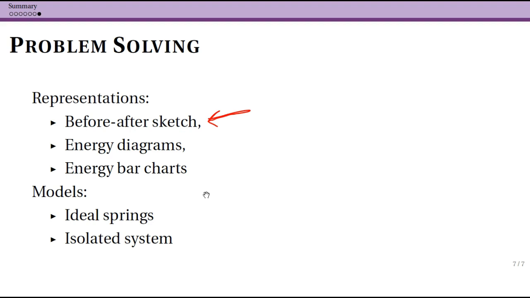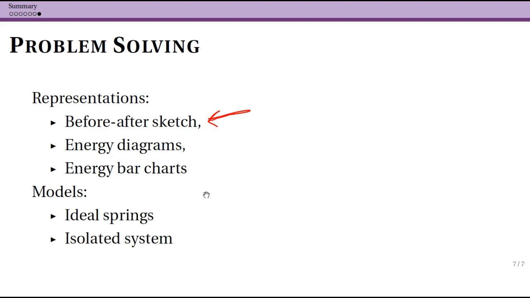So you should have a position or a configuration of your system that is before and a configuration of your system that's after. And possibly you might have some intermediate points as well, but that's less common here. You might have an energy diagram, but you're normally asked to interpret that rather than draw that. And energy bar charts are an option if those are helpful to you.